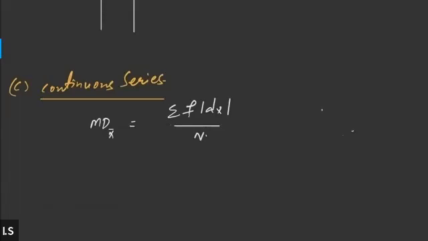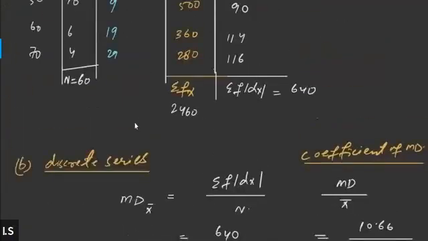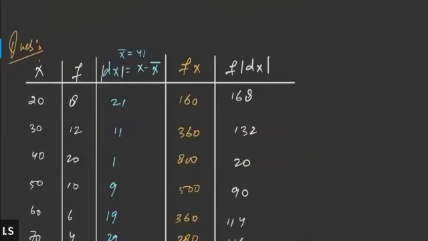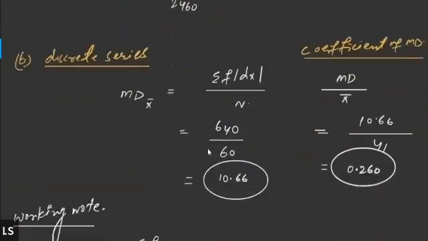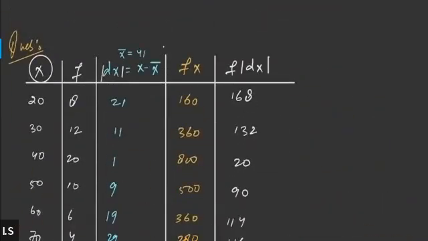In the discrete series, we were calculating dx by subtracting the mean value from the items, from the value of x. And why were we doing that? Because x was given in the question. Earlier in the discrete series, x was given in the question, right? Let me show you. So this is x, and therefore while calculating deviation we subtract the value of the mean from the items.